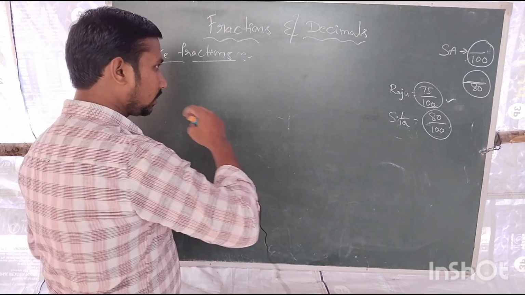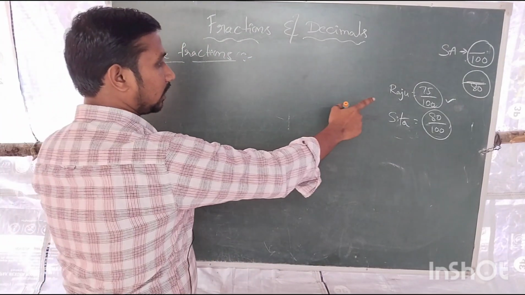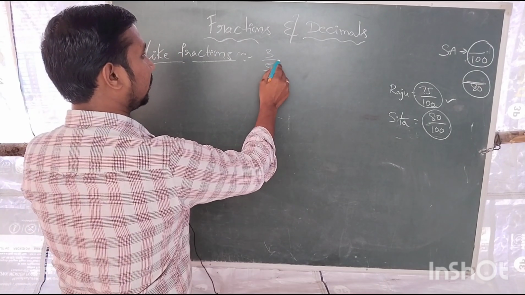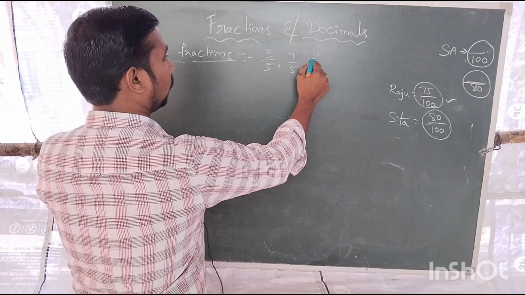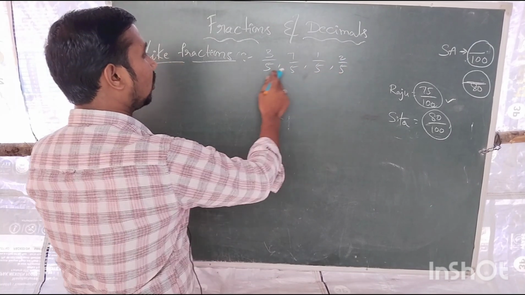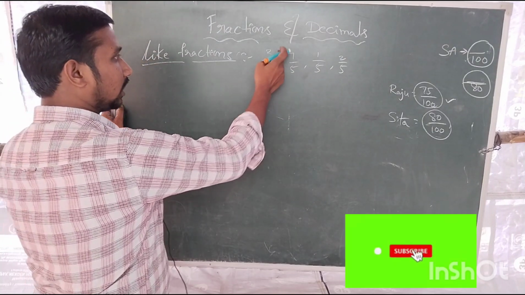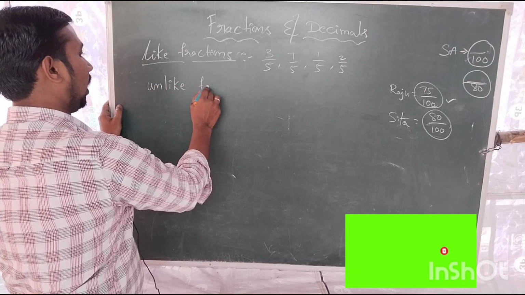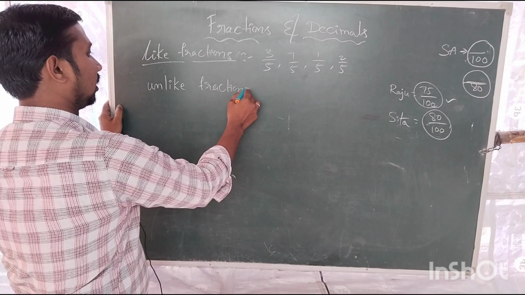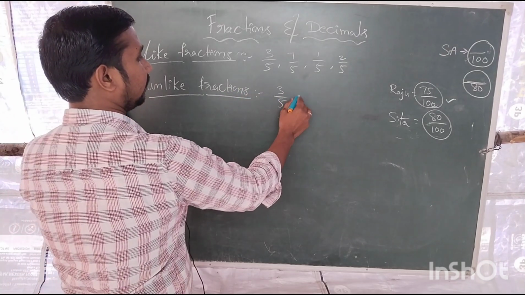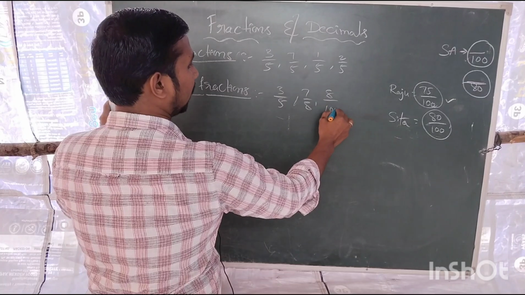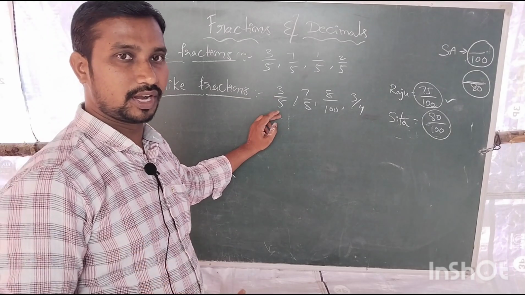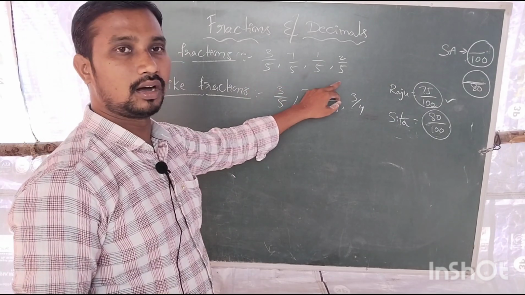Next, like fractions: the fractions having the same denominator are called like fractions. For example, 3 by 5, 7 by 5, 1 by 5, 2 by 5, these all are like fractions. If the numerator and denominator are different, those are called unlike fractions, children. Unlike fractions: 3 by 5, 7 by 8, 8 by 100, 3 by 4, like that. Here the numerator and denominator are different, whereas in like fractions the denominators are all equal.